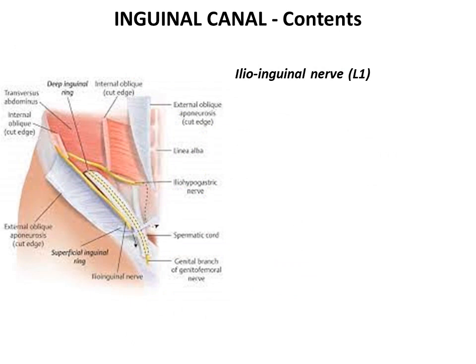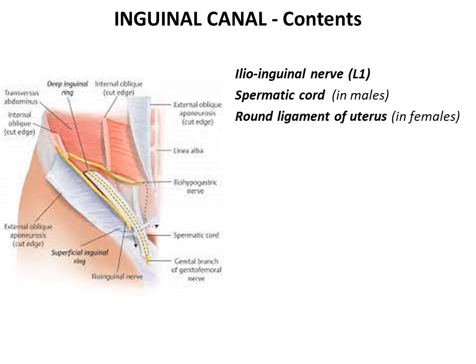The contents of the inguinal canal. The ilioinguinal nerve is present in the inguinal canal in both the sexes. In male, the spermatic cord is the main content, and in females, the round ligament of uterus. The spermatic cord in males and the round ligament of uterus in females are the contents throughout the inguinal canal. That is, they enter through the deep inguinal ring and exit through the superficial inguinal ring.